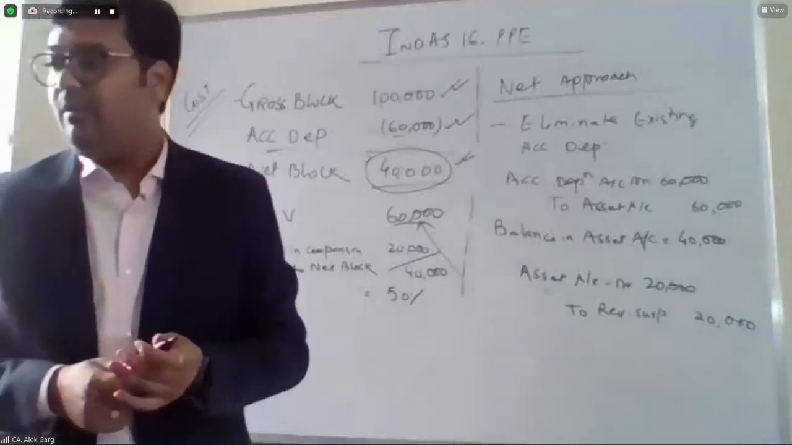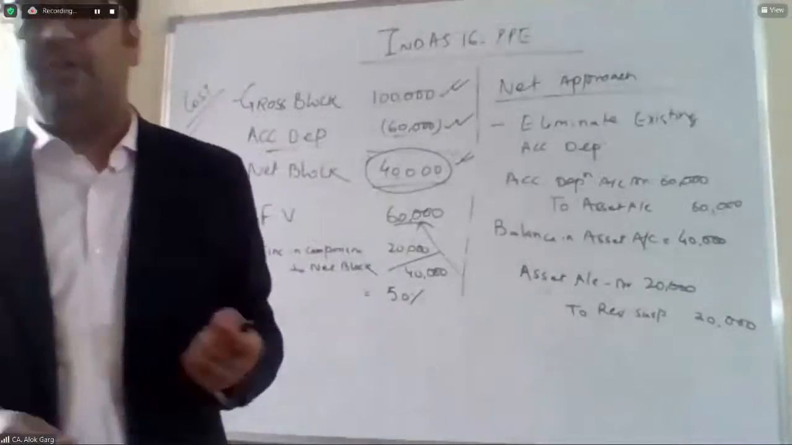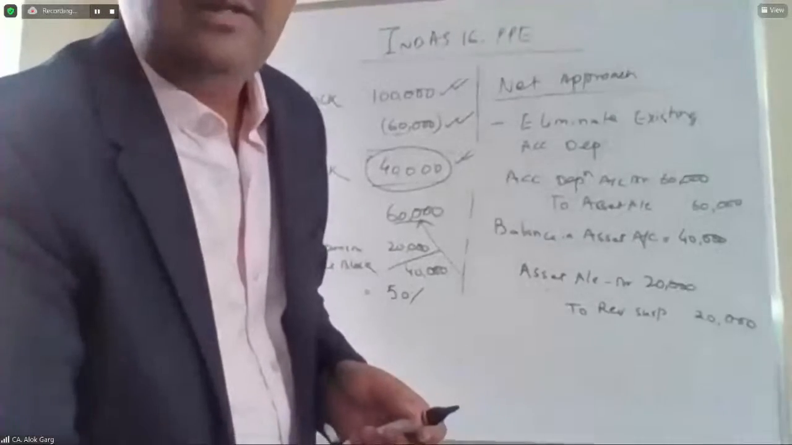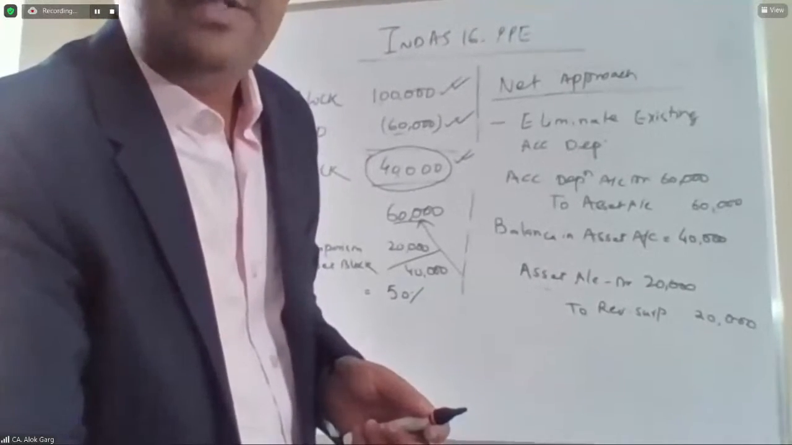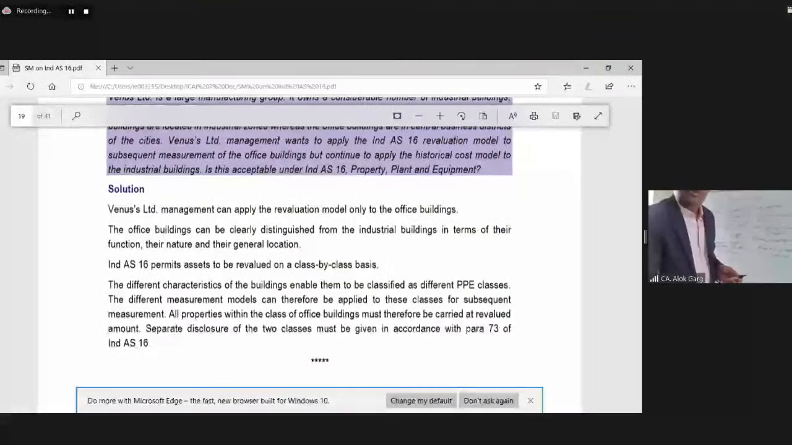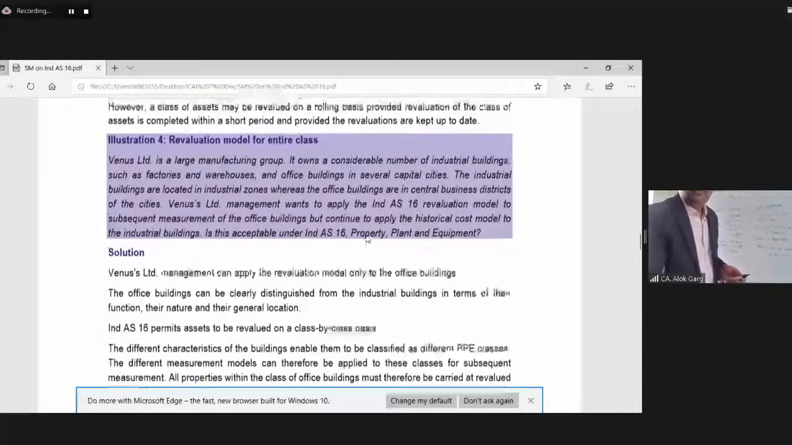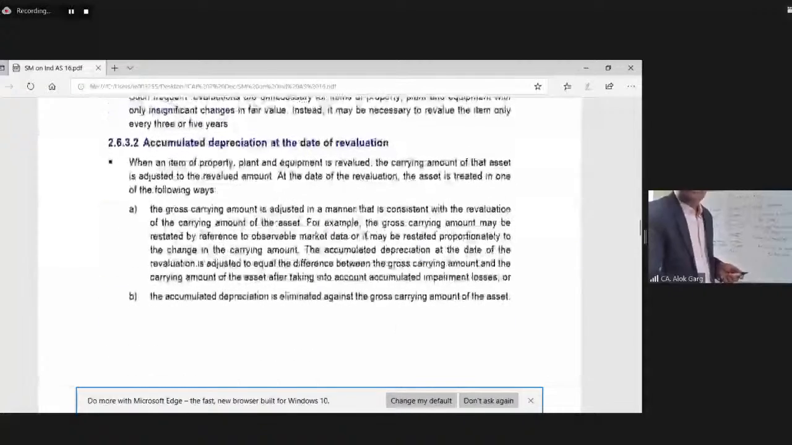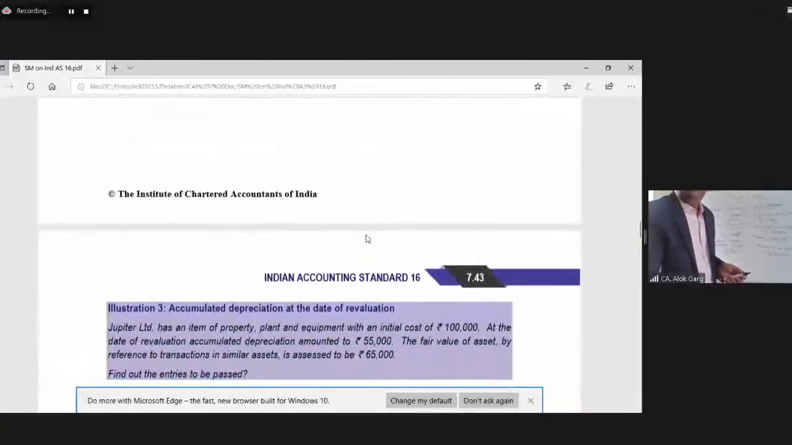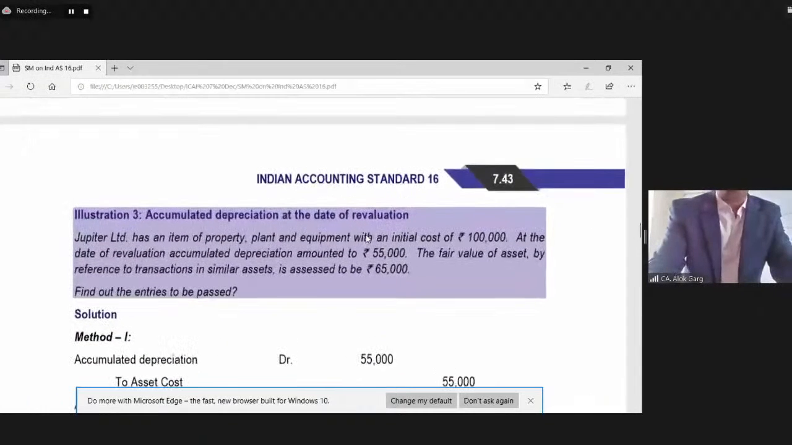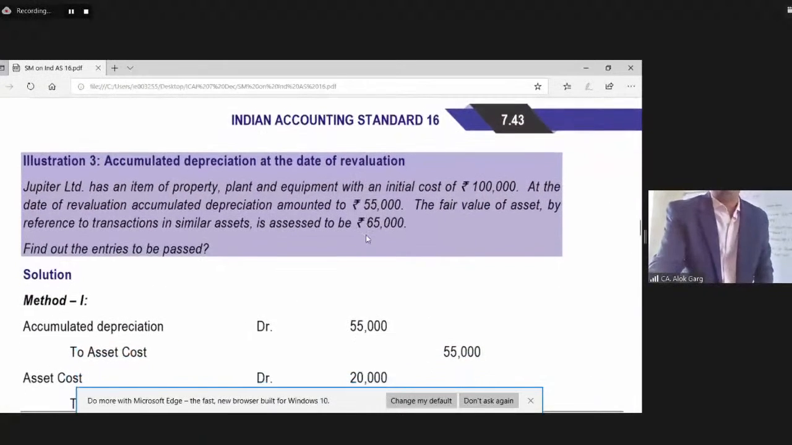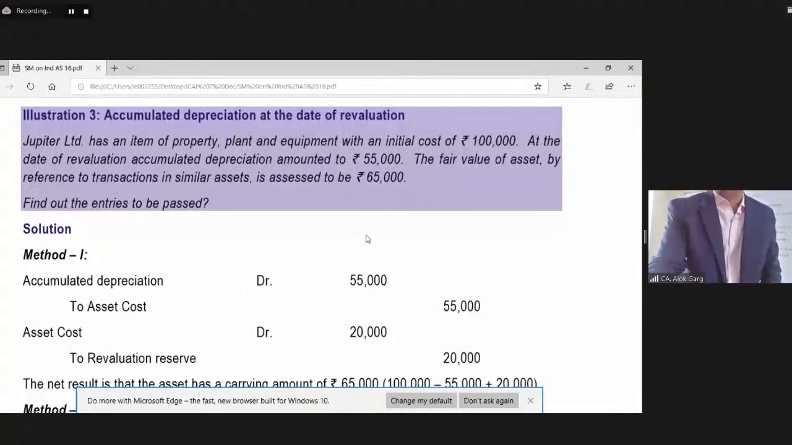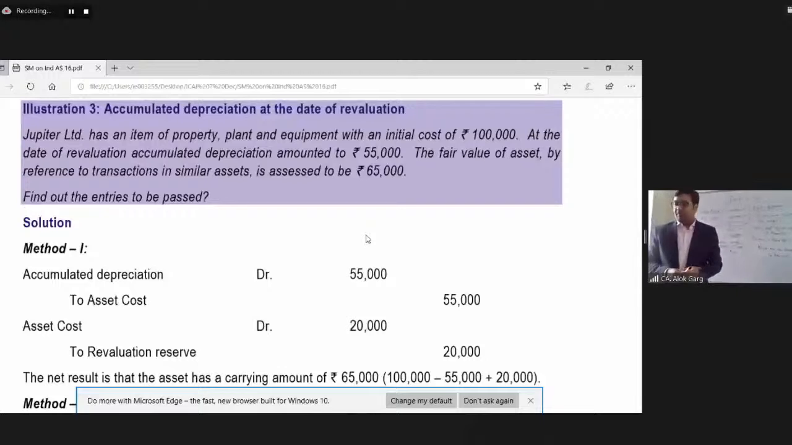Okay. So now I am taking you to the institute study material, one of the examples given in it. Are you able to see the study material? Please confirm. Illustration number 3, page number 7.43. Accumulated depreciation at the date of revaluation, Jupiter Limited. Are you able to see the institute study material on the screen? I have shared the screen.